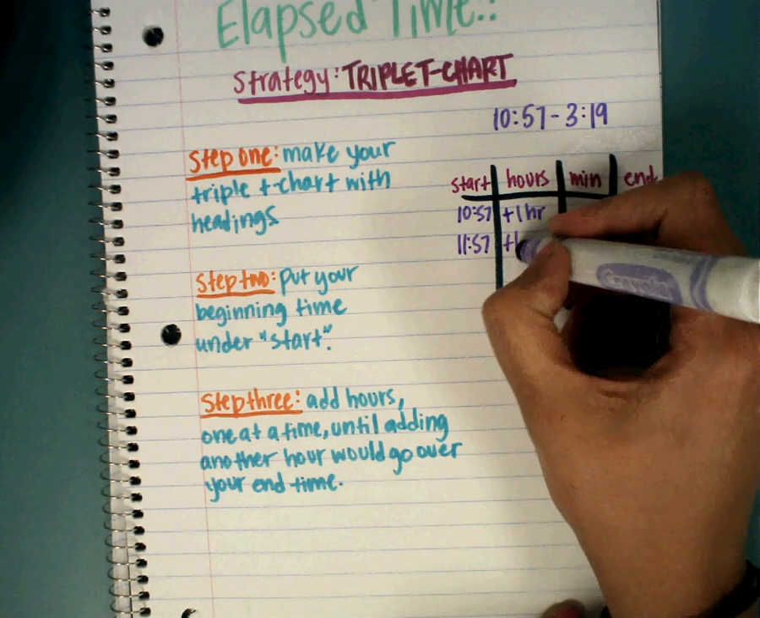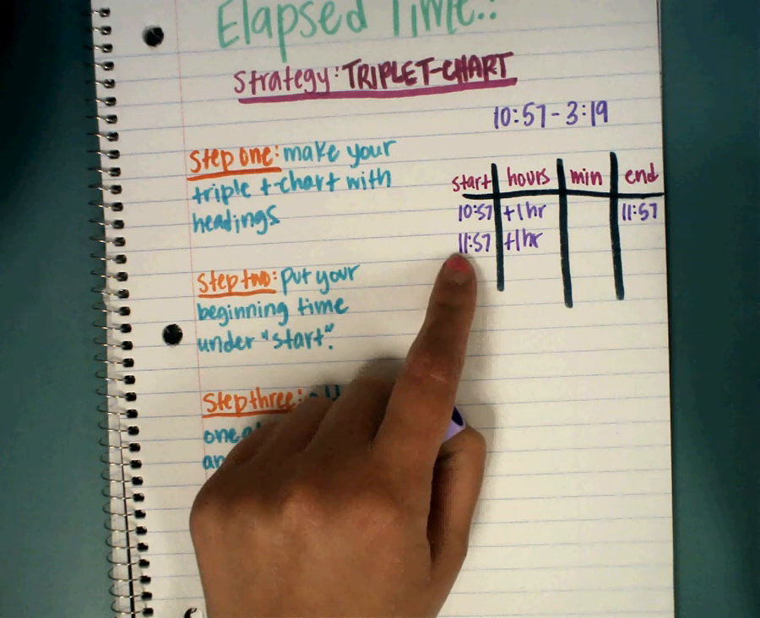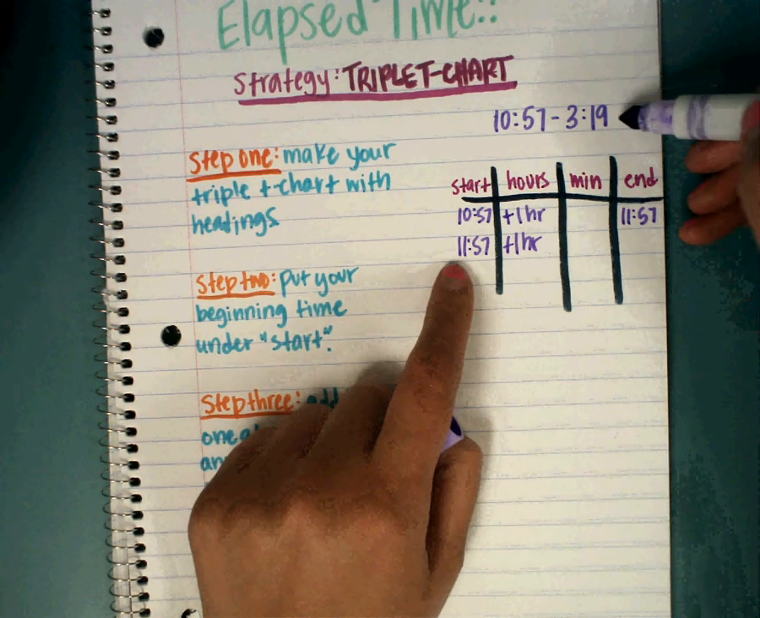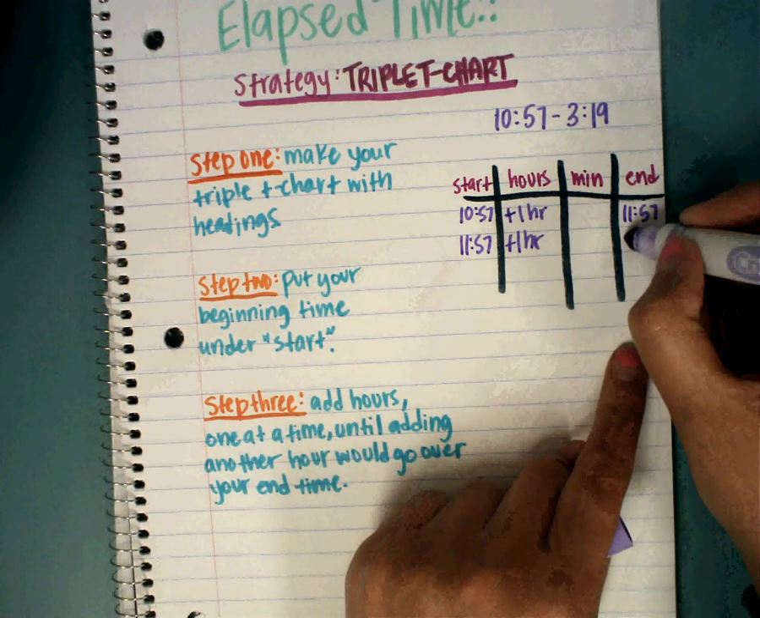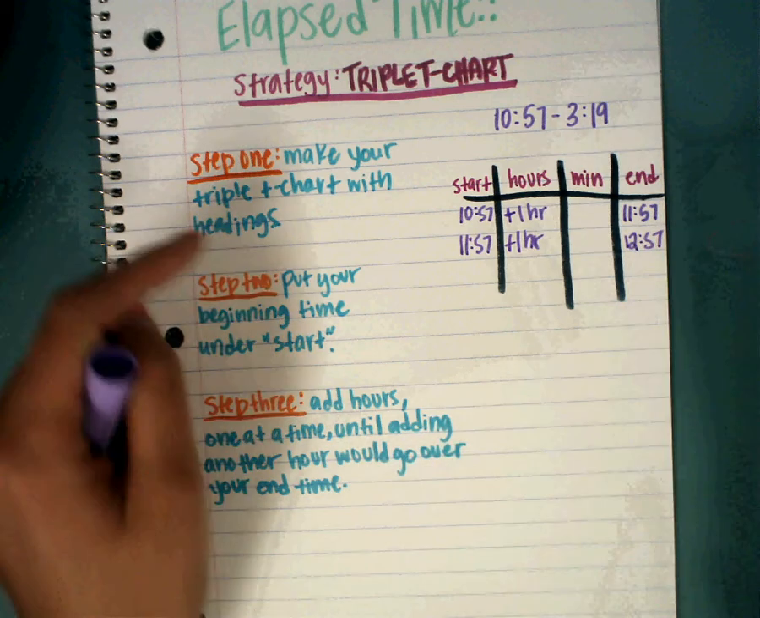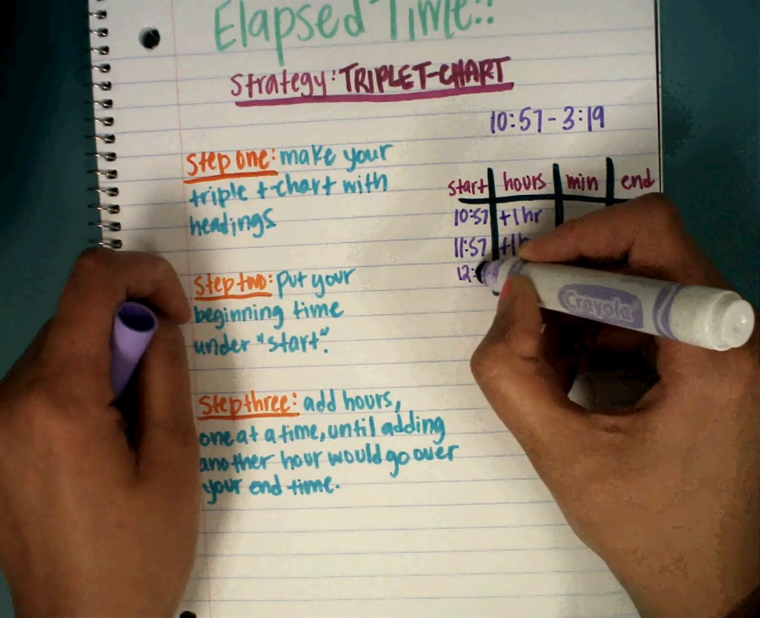12:57. Does 12:57 go over this last time? No, so I'm good. 12:57. All right, so now 12:57 becomes my new start time. Let's add an hour, plus 1 hour. What is 12:57 plus an hour?